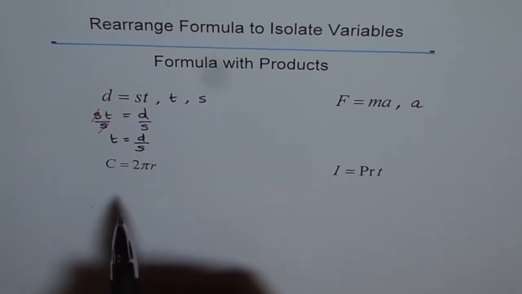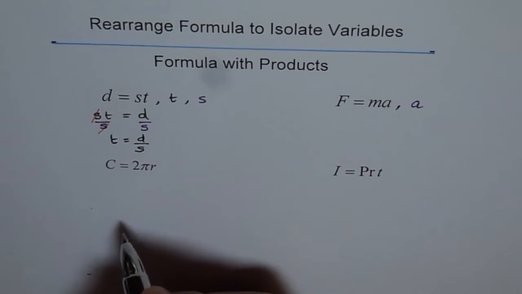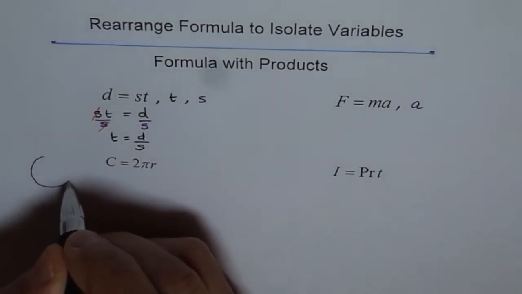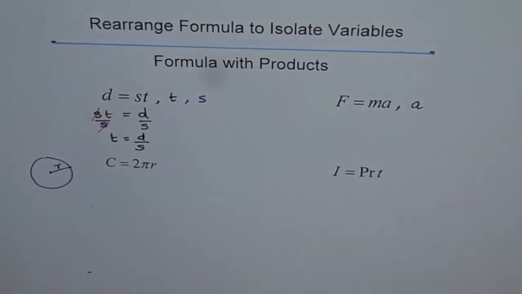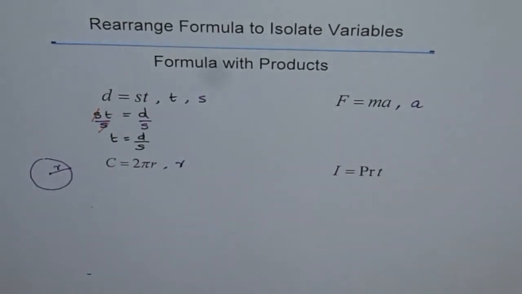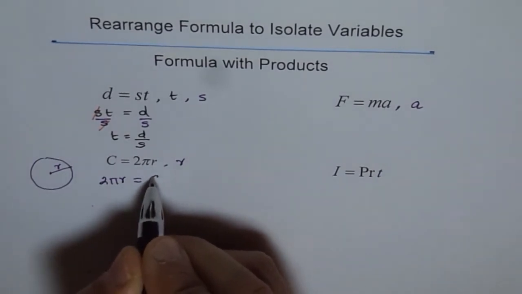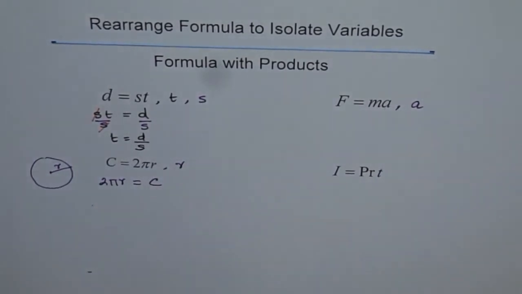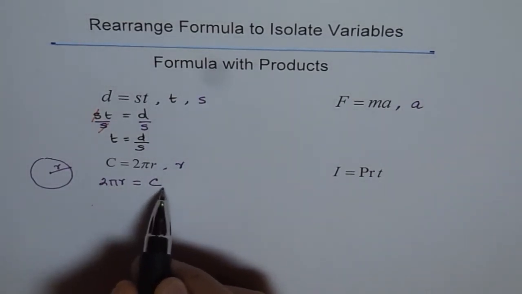Now I will do this one for you. C equals 2 pi r. C stands for circumference of a circle, right? So this formula is used when you are calculating circumference of a circle, where r is the radius. Now if you want to isolate r, what will you do? So you can write like this, 2 pi r equals C, right? We want what r is. Normally things which you want to isolate, put them on the left side. And now we don't want 2 pi here, so we'll divide by 2 pi on both sides.